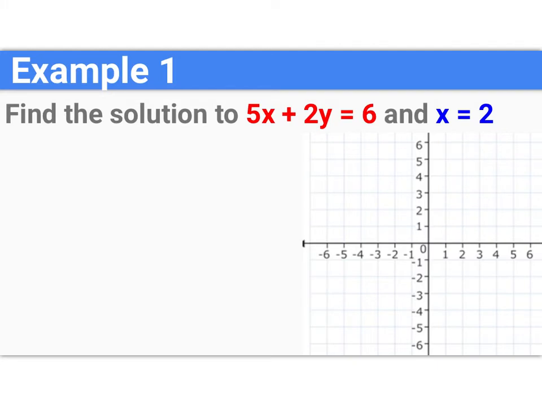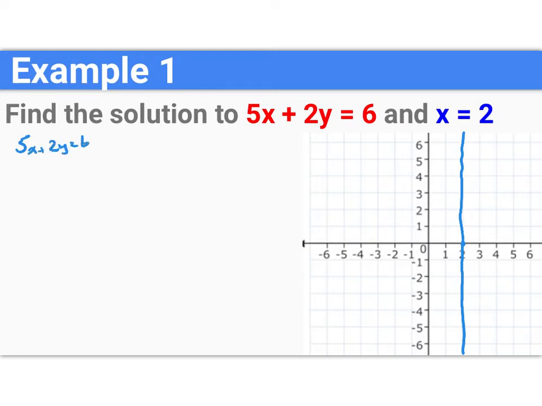Okay, so find the solution. So now we want to find the solution to the system of equations. Okay, so x equals 2. We know that x equals 2 is a vertical line. No matter what y is, x is 2. Okay, so let's graph 5x plus 2y equals 6.